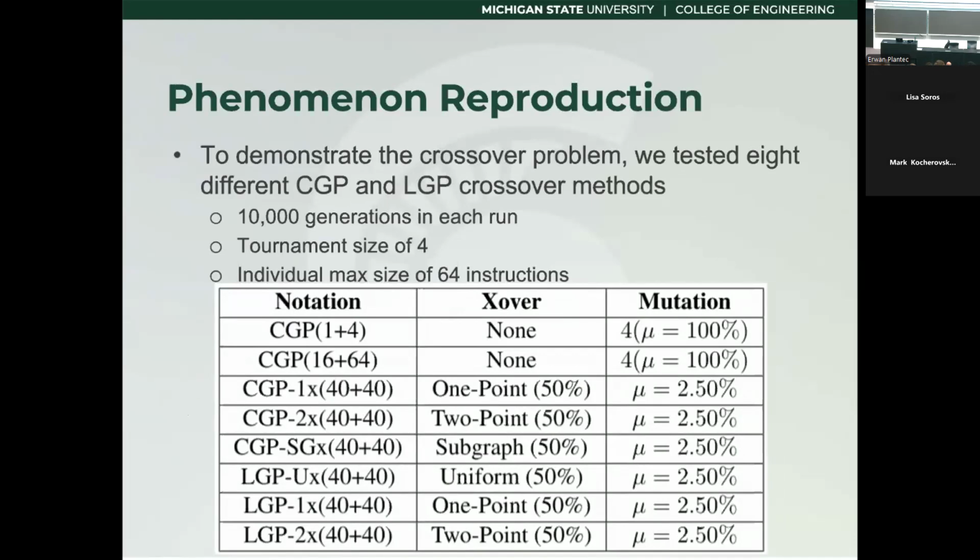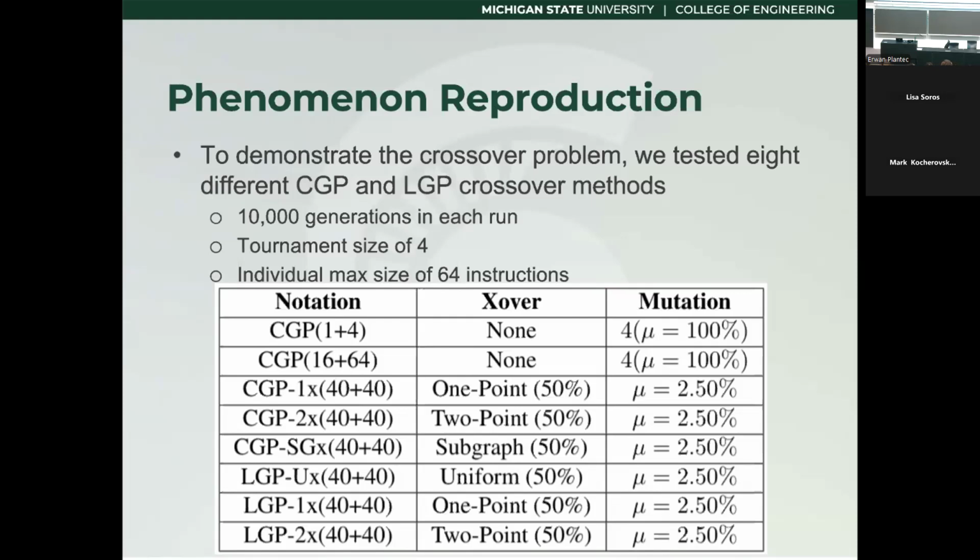8 methods: the canonical 1 plus 4, 16 plus 64 CGP, which essentially means that you have 16 parents, each one has 4 children, but it's still no mutation is done. And then a set of 40 plus 40 sets, which would be CGP 1 point, CGP 2 point, CGP with the subgraph method, which is what comes from one of the papers I showed earlier.